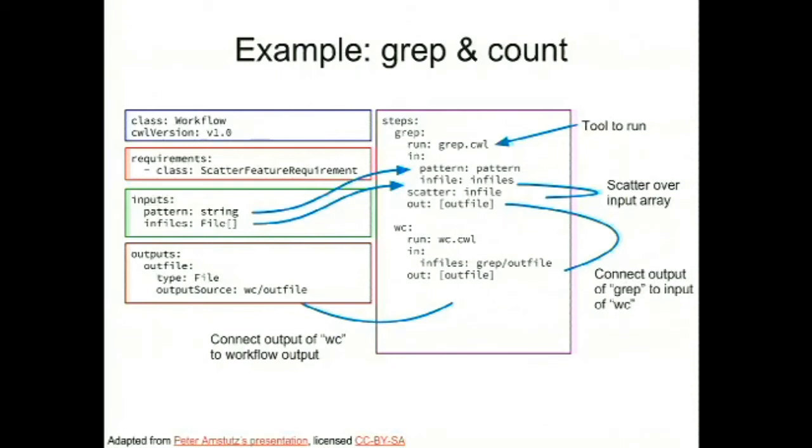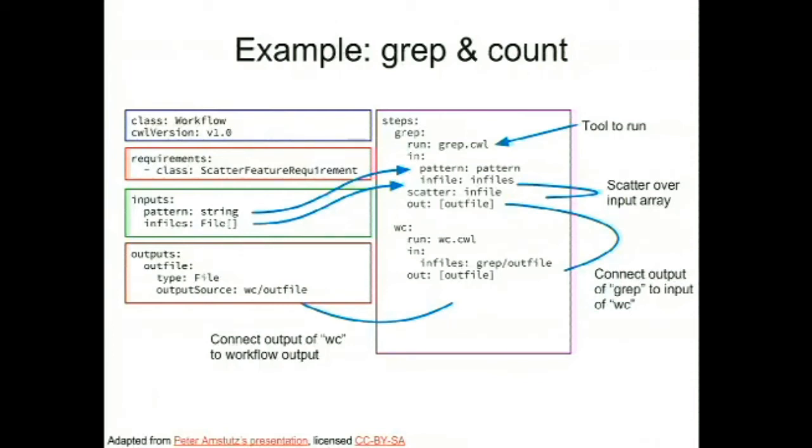This is where we use our scatter feature. It's going to run this tool multiple times, once for each file in the array. So it's going to scatter over the in-file parameter, and it'll actually only get fed one file at a time. That's how we can take a tool that doesn't know about working in parallel and make it work in parallel.